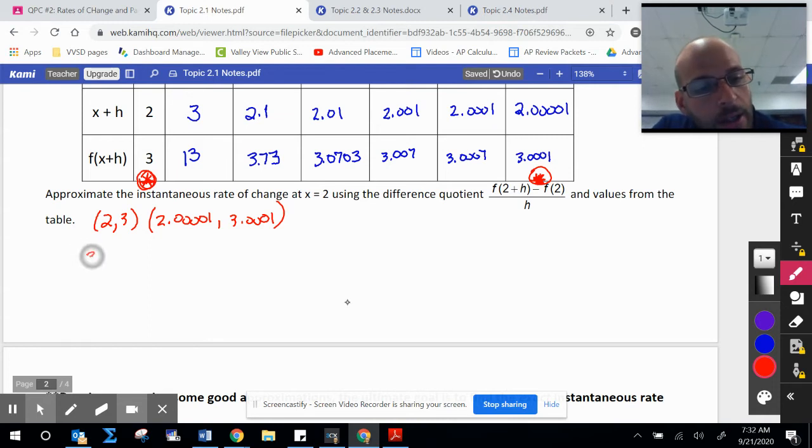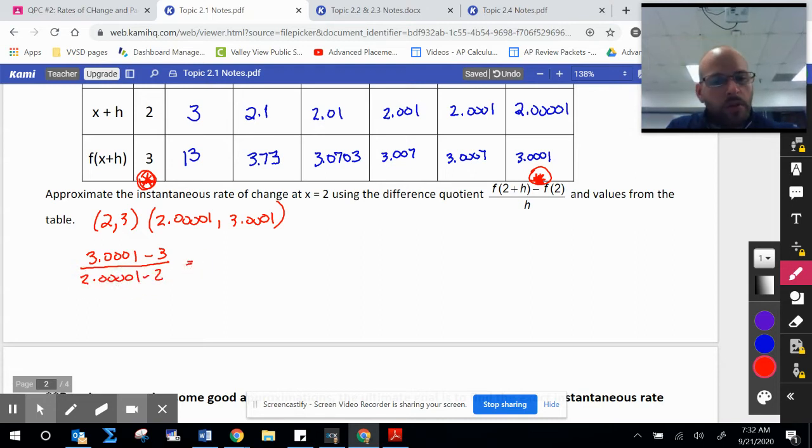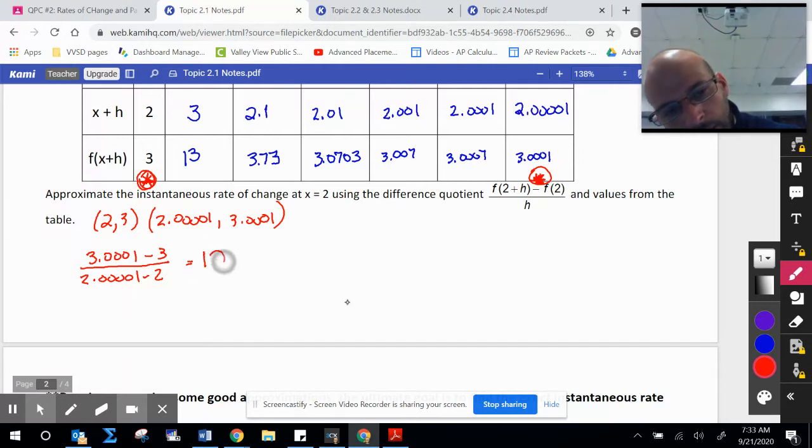So I'm going to say 3.1231, okay, minus 3 all over 2.00001 minus 2 equals. Oh, I'm doing it in my calculator now. So 3.1231 minus 3 divided by 2.00001 minus 2. And I get the number 10.